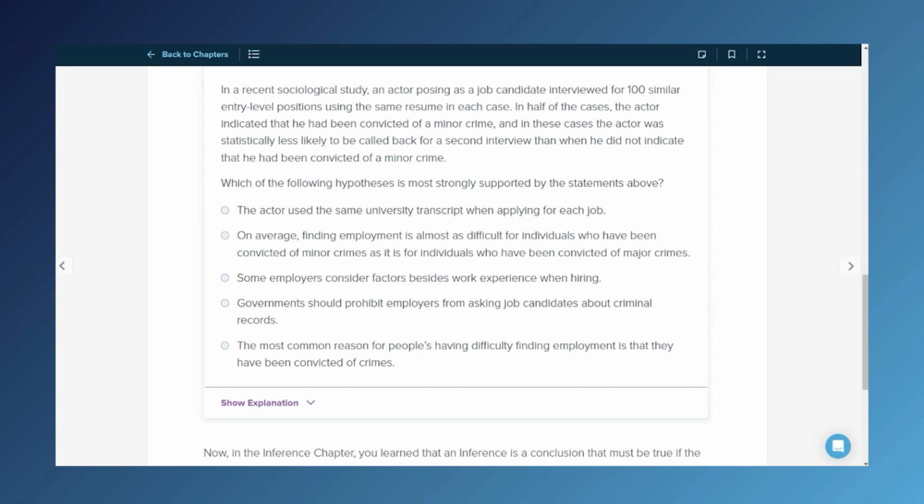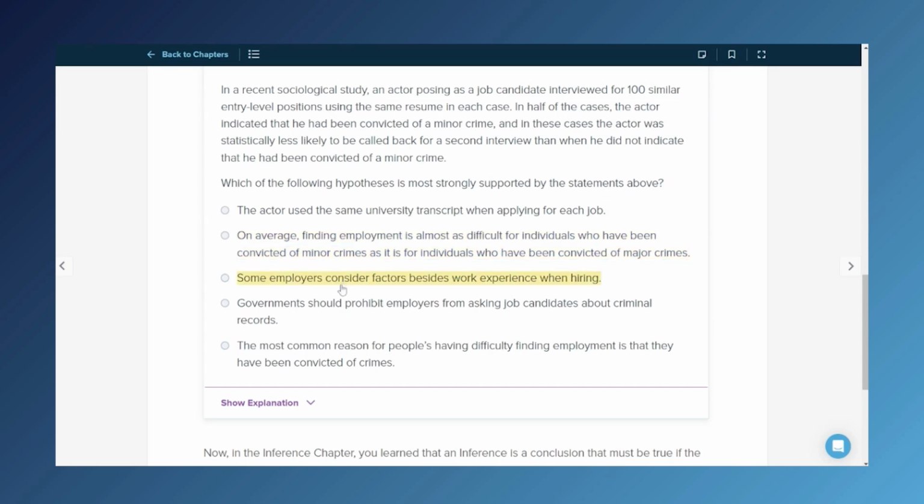A, therefore, the actor used the same university transcript when applying for each job. This isn't a conclusion so much as additional information, which is not what we need here. B, therefore, on average, finding employment is almost as difficult for individuals who have been convicted of minor crimes as it is for individuals who have been convicted of major crimes. This argument isn't discussing major crimes, so this conclusion would be out of scope.